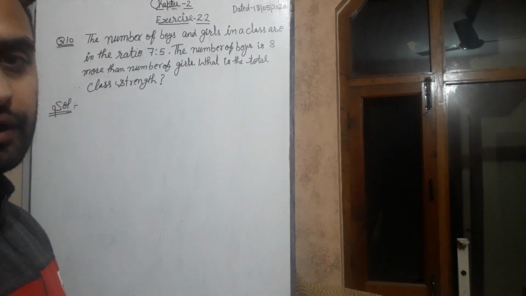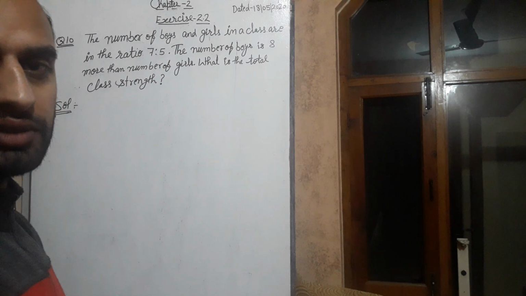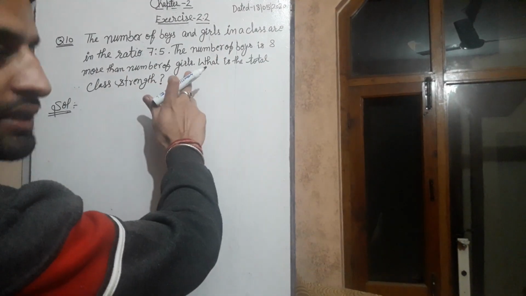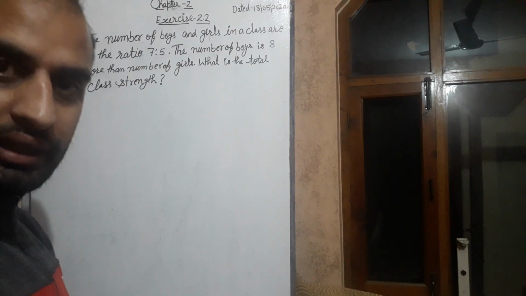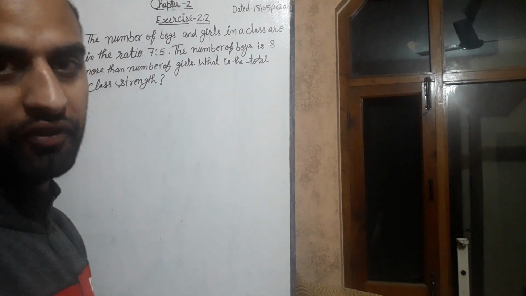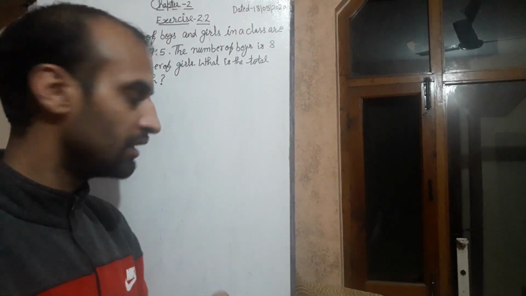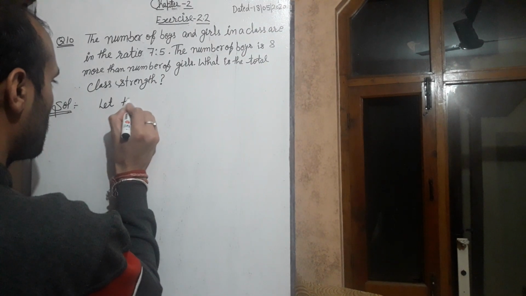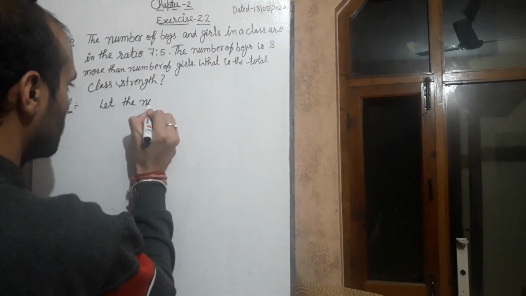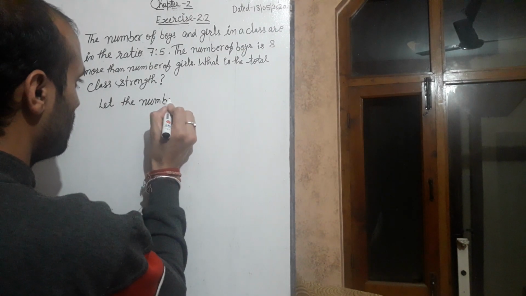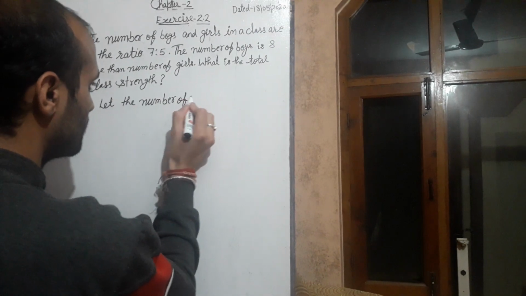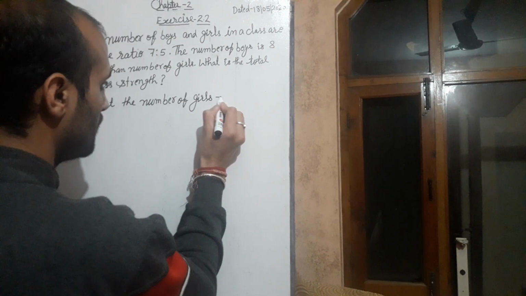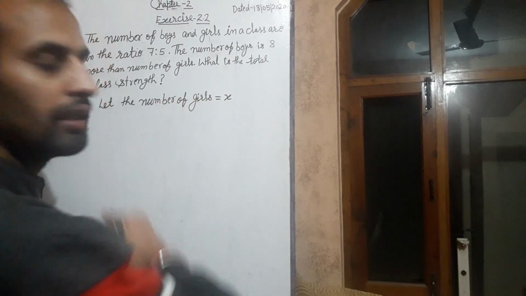So to convert it into the linear equation form, first we need to read it properly. The number of boys is 8 more than girls. That means girls is not given to us. So it is very clear we need to first let the number of girls equals x. It is not given to us.